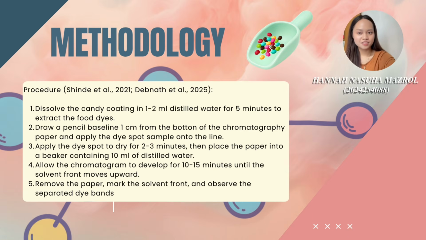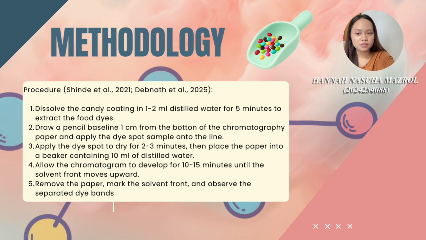Now we move on to the actual fun part, which is the procedure. To begin with, we dissolve the candy coating in 1 to 2 ml of distilled water for about 5 minutes to extract the food dyes. Next, we draw a pencil baseline 1 cm from the bottom of the chromatography paper and apply the extracted dye sample onto the line. After allowing the dye spot to dry for 2 to 3 minutes, we place the chromatography paper into a beaker containing 10 ml of distilled water. The solvent then travels upwards through the paper by capillary action, separating the different dye pigments.